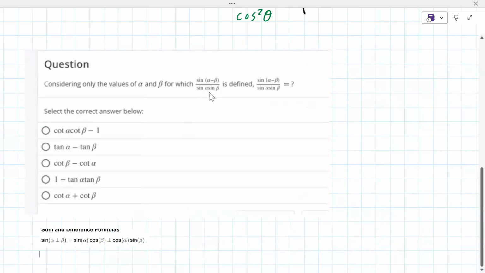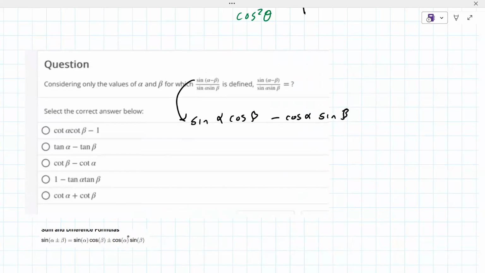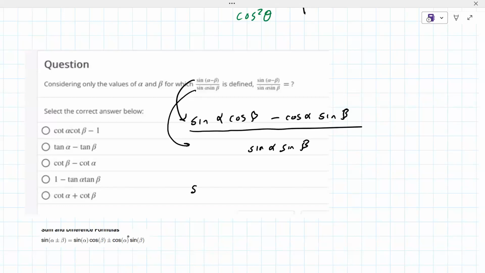So we're taking the numerator only, and we're expanding. Notice the top goes with the plus on top, minus the minus. The top becomes sine alpha cosine beta. You're doing minus, so it's minus cosine alpha sine beta, and the whole thing's over sine alpha sine beta. That's the first split apart. Then you're dividing each of these by the sine alpha sine beta.